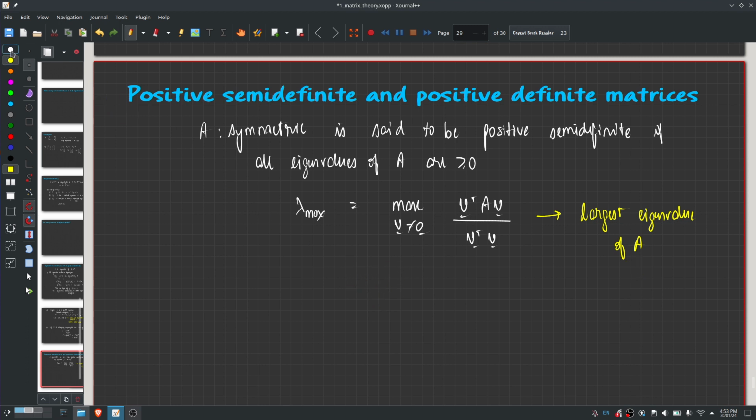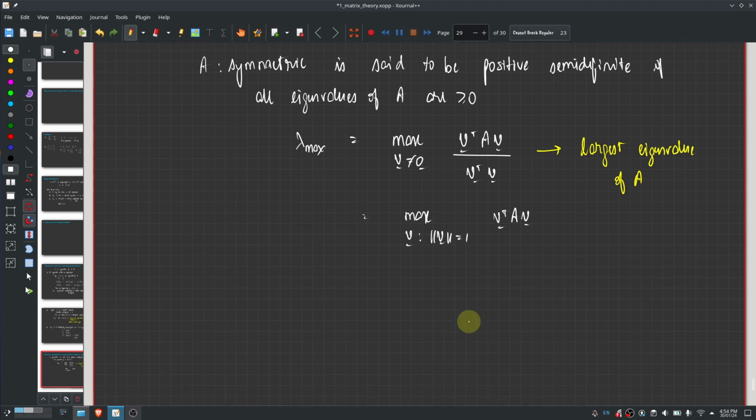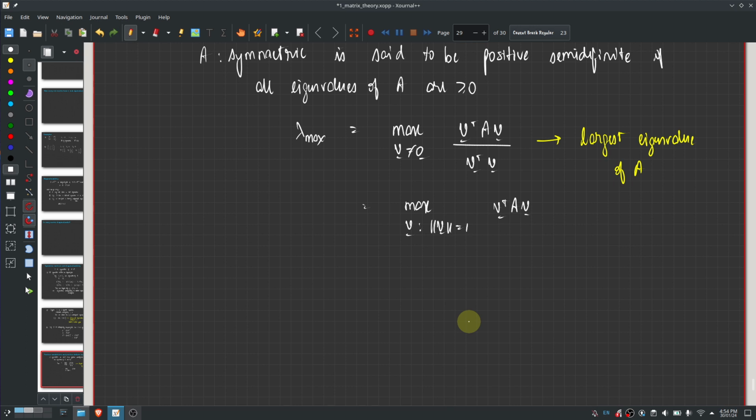I can also write this particular equation as the maximum over all v such that the norm of v equals 1 of v transpose Av. But why is this true? Let's see why this is true.